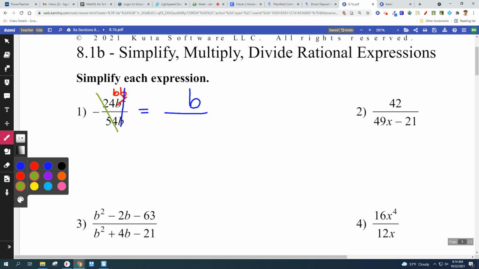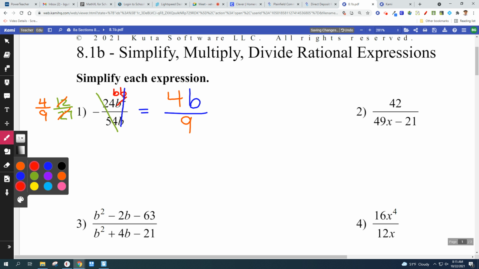24 over 54. Well, I know both of those numbers are divisible by 2. So if you divide by 2, that reduces down to like 12 over, what, 27? 54 divided by 2 is 27. And then you're like, well, both of those numbers are divisible by 3. So if I divide both of those by 3, that's going to be 4 over 9. And that's reduced. That's the reduced version of the fraction. So I'm going to have a 4 on the top and a 9 on the bottom.